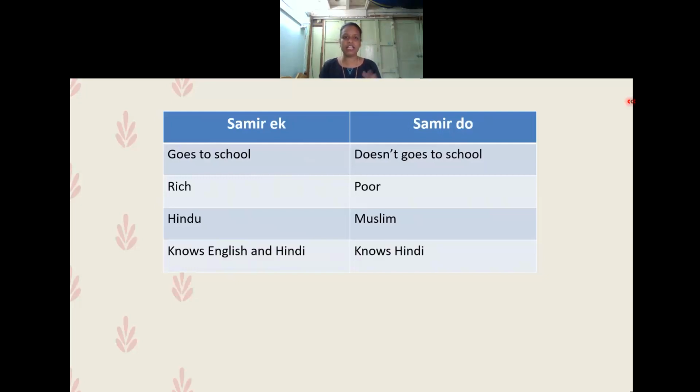Next day, same thing. They introduced themselves to each other. Another person was surprised that my name is also Samir. So to identify them, they made it as Samir Ek and Samir Do. Samir Ek belonged to the Hindu religion, and Samir Do belonged to the Muslim religion. Samir Ek was very rich, and Samir Do was very poor.